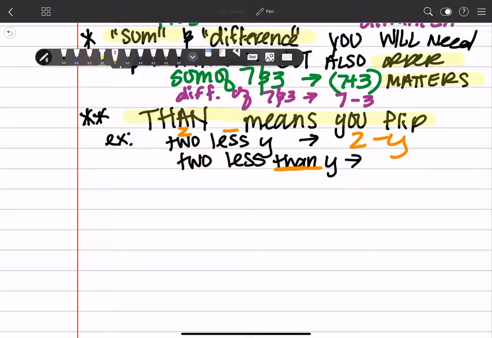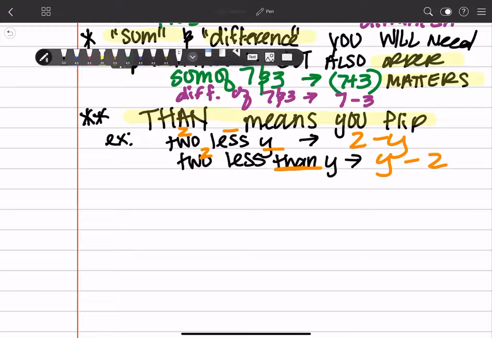So instead of it being 2 minus, we write minus 2. And then we write this first thing over here. So your answer for this would be y minus 2. That's how you translate it. Than means you flip. So let's try another one.